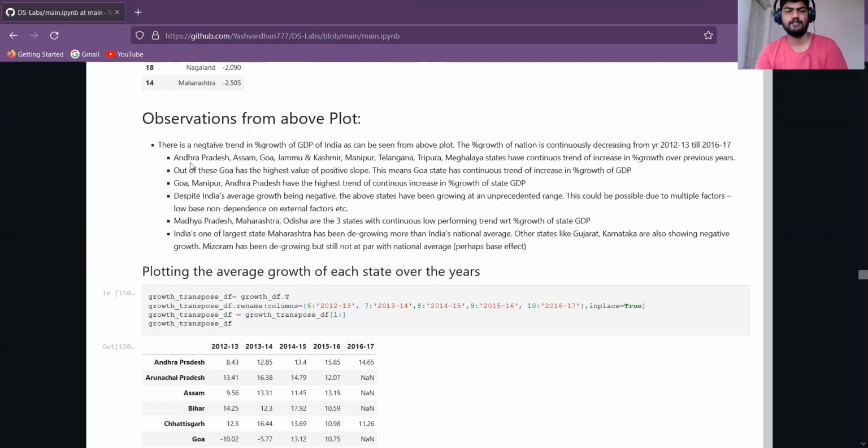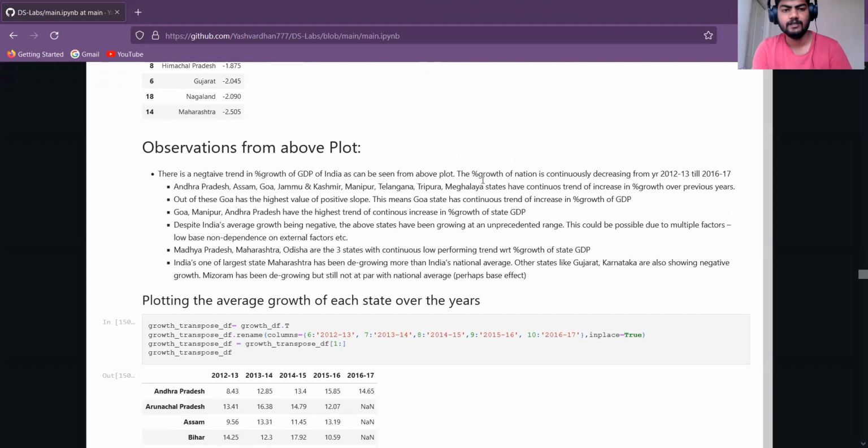We take the following observation. First, Andhra Pradesh, Assam, Goa, Jammu Kashmir, Manipur, Telangana, Tripura, Meghalaya states have a continuous increasing trend in growth percentage over the years. Out of this, Goa has the highest value of positive slope. Similarly, Goa, Manipur, Andhra Pradesh have the highest trend of continuous increase in the percentage growth of GDP.